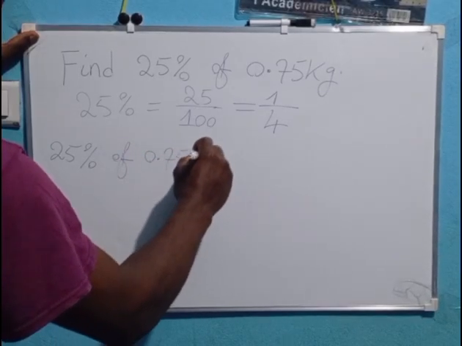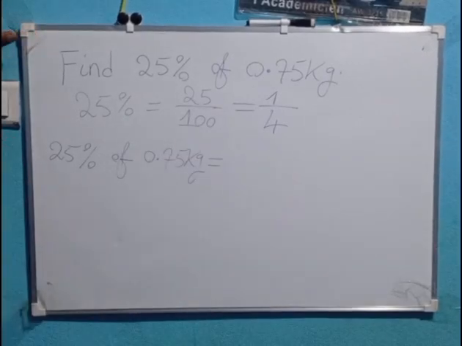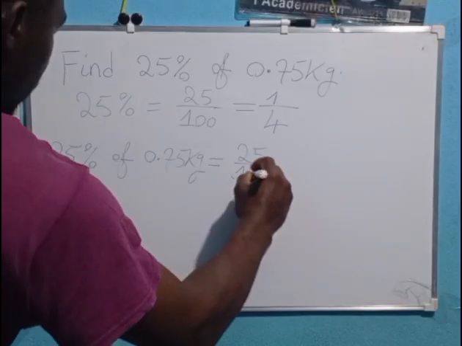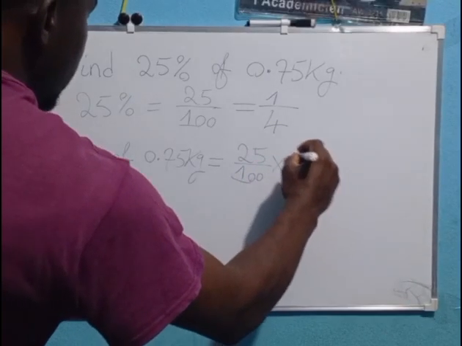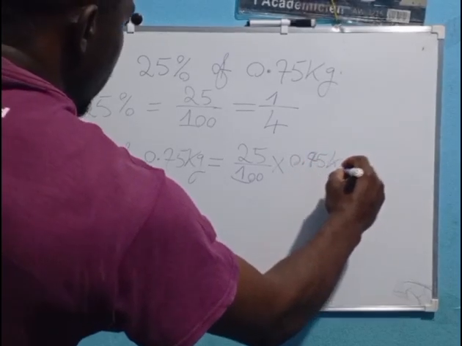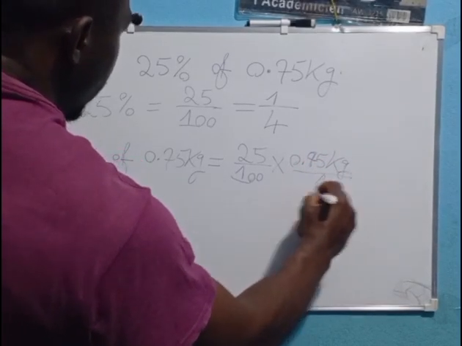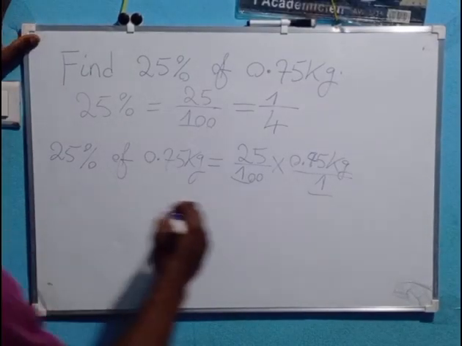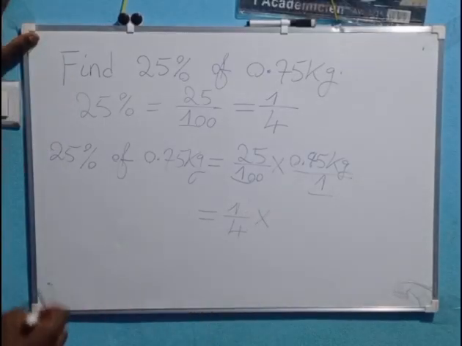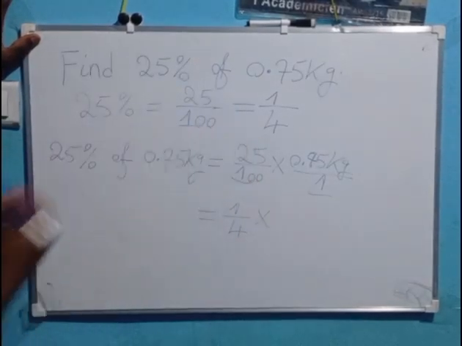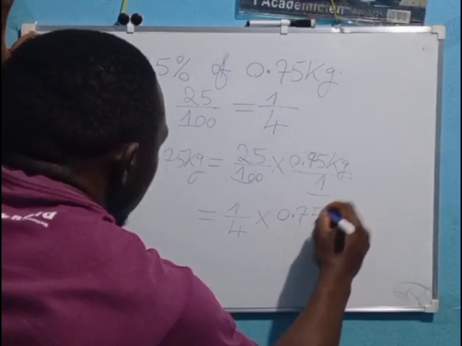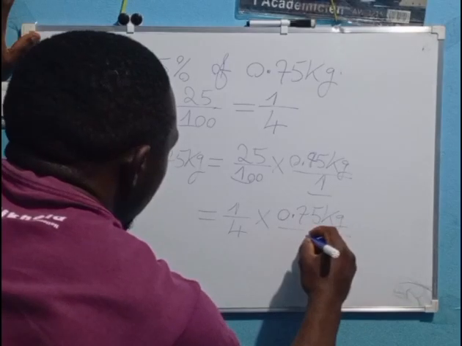If we take 25% of 0.75 kilograms, it is simply equal to 25 all over 100 times 0.75 kilogram over 1. That's what it means. And this is simply equal to 1/4 times, remember 1/4 is an equivalent fraction of 25 over 100 times 0.75 kilogram all over 1.